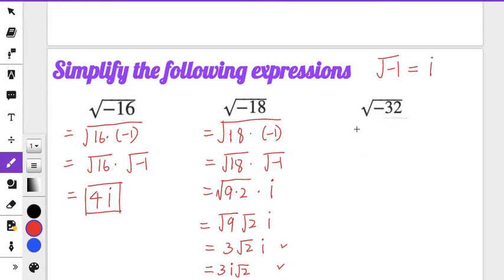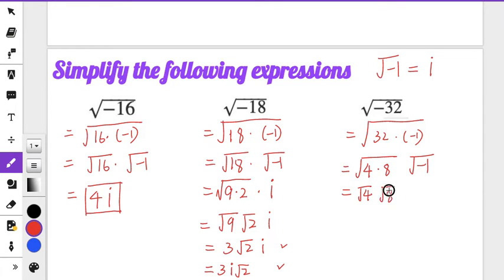Okay, now let's move on to the last one. Last one, again, very similar. We are going to deal with 32 times -1. And some students might say, okay, how do I break down 32? Can I use 4 and 8? Yes, you can, but let me show you. If we use 4 and 8, and there is a -1 here, we can break down the radical of 4, square root of 8, and this is just i, right? Because the definition for square root of -1 is i.